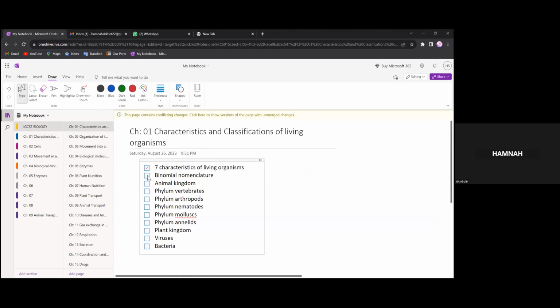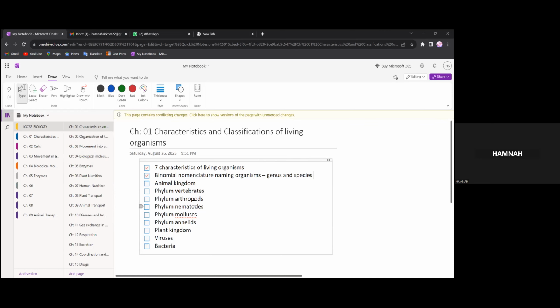Binomial nomenclature. What was it? It is used for naming the organisms. And what do you use in this? Genus and species. Good. Animal kingdom. When I showed you a diagram of the animal kingdom, it had so many phyla, right?